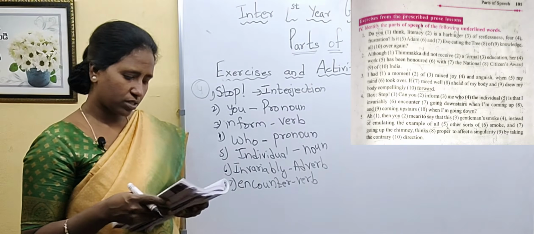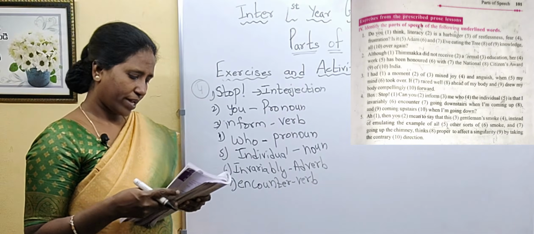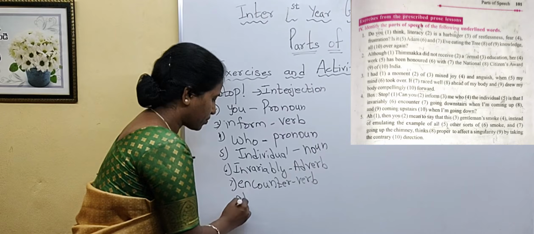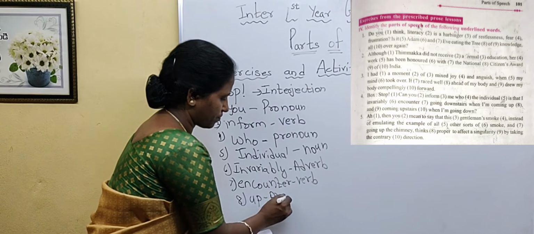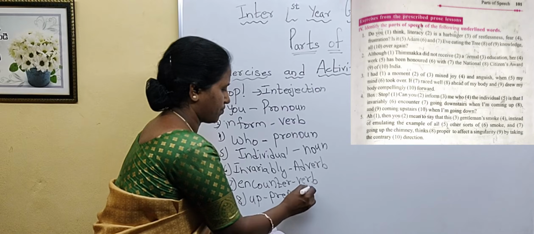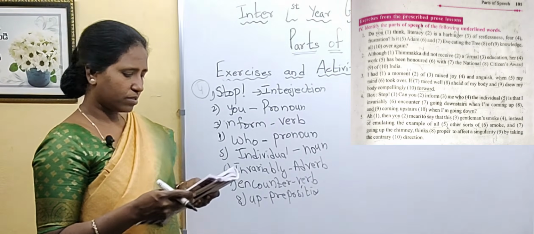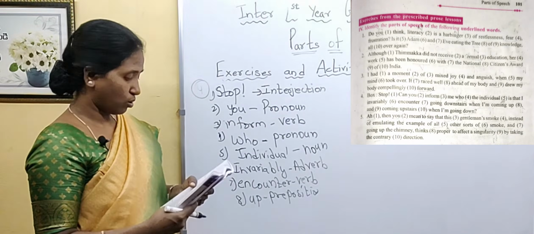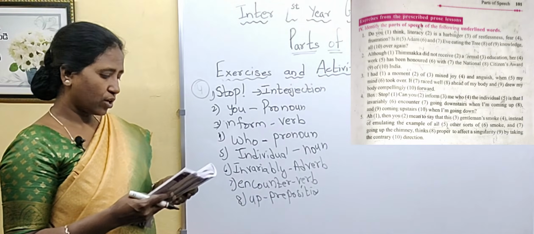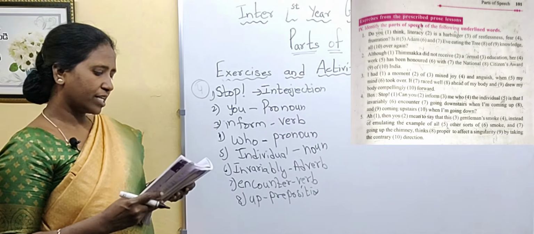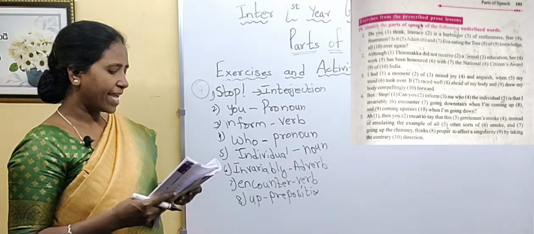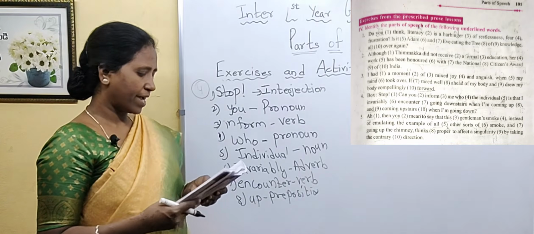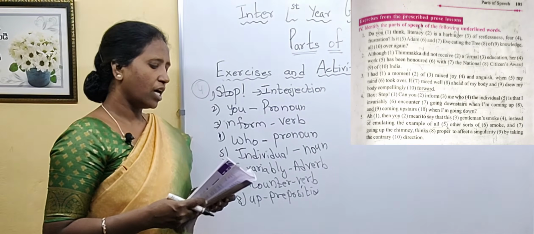Encounter going downstairs when I am coming up. When I am coming up. Up is a preposition. Up is a preposition. Yeah, here you can get a doubt here. Who? Can you inform me who the individual is that I invariably encounter going downstairs when I am coming up and coming upstairs when I am coming down.